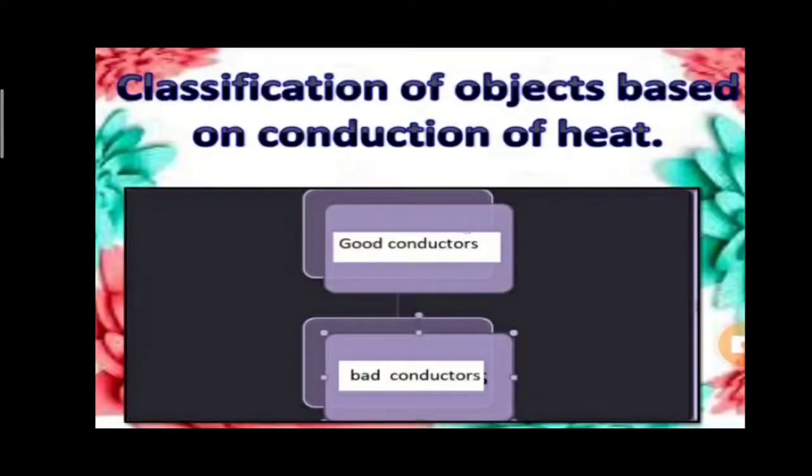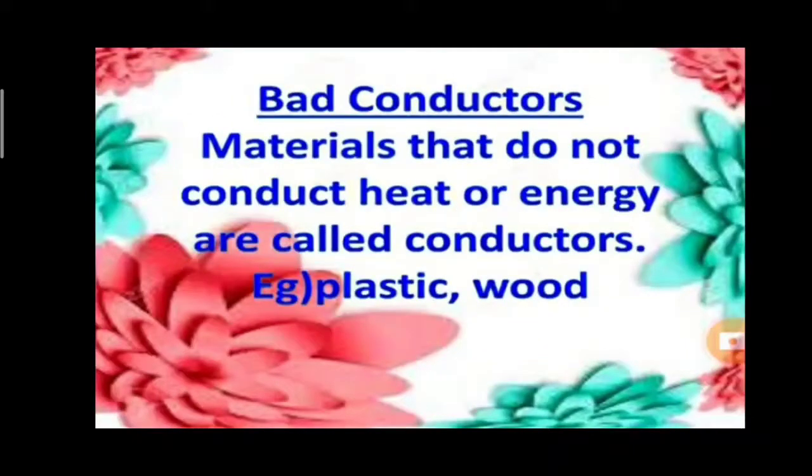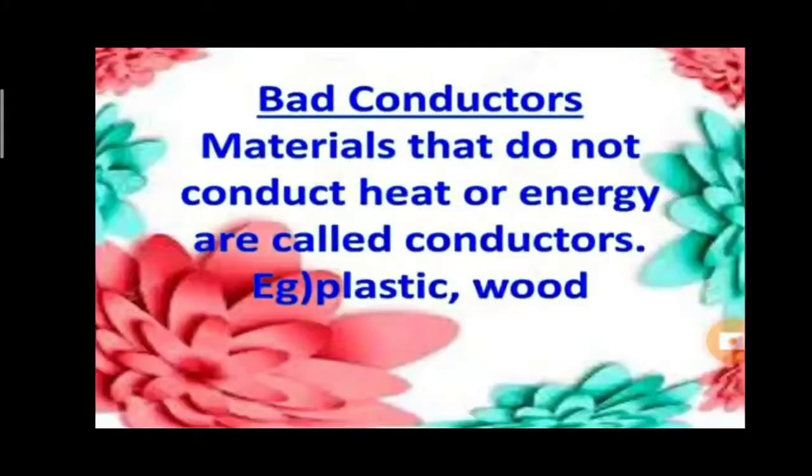Now we will classify the objects based on conduction of heat. An object can be a good conductor of heat or a bad conductor of heat. Good conductors are those materials that conduct heat or energy, whereas bad conductors are those materials that cannot conduct heat or energy. The examples of good conductors are aluminium, copper, zinc, and brass, whereas the bad conductors are plastic and wood.